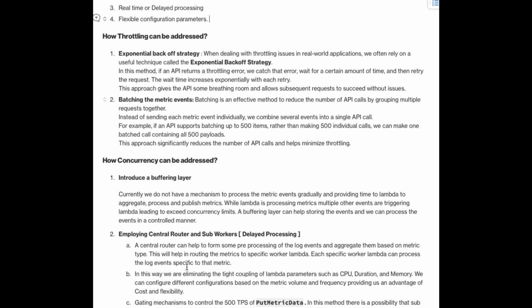Now let's look into what we can do for concurrency, right? So again, it depends upon our use case. Do we want real-time processing of the metrics, or are we okay to afford some kind of delay in the processing pipe? So in this video, we're going to talk with an assumption that we are okay with some form of delayed processing. We do not have a requirement of real-time processing.